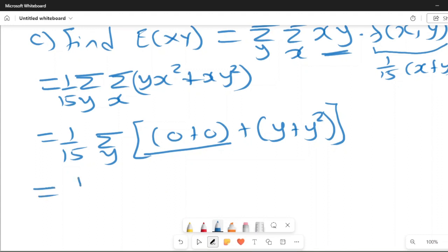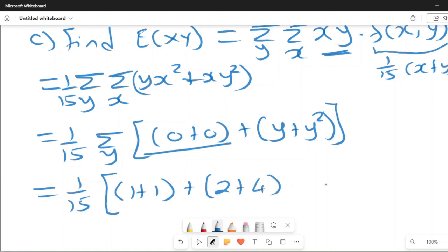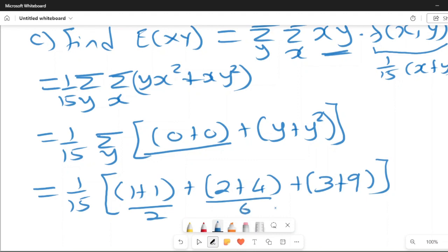Then finally, I'm going to substitute the values of y, starting with the lowest, which is 1. It will be 1 plus 1. When y is 2, it will be 2 plus 4. And then y is 3, it will be 3 plus 3 squared, which is 9. And so this is 2, this is 6, and this is 12. And what does that give me? That is 2 plus 6 plus 12, which is 20. So it will be 20 over 15, and that is the expected value of xy.